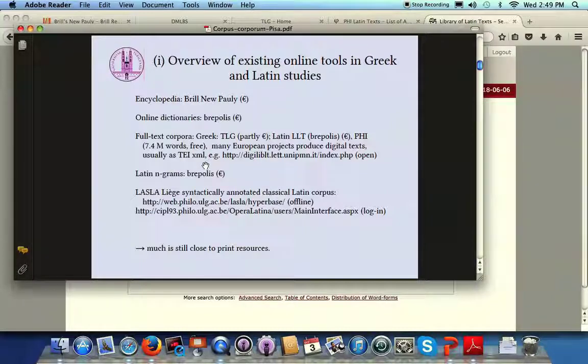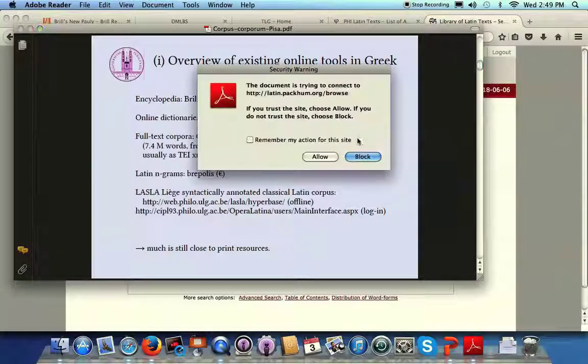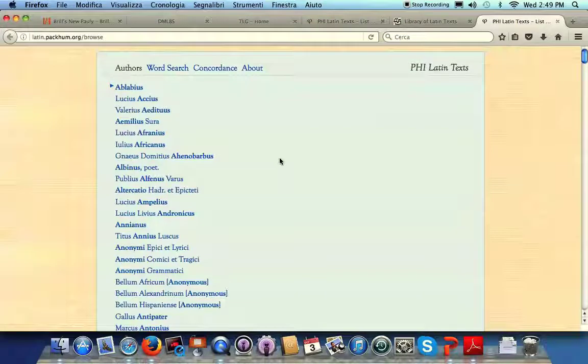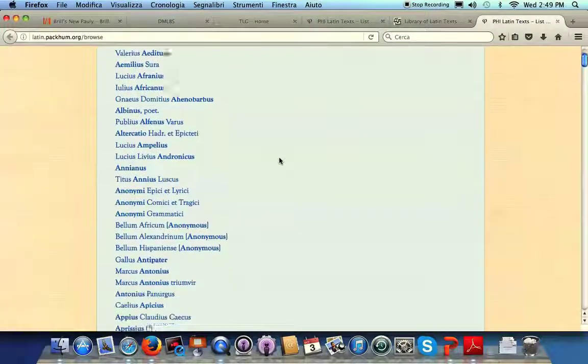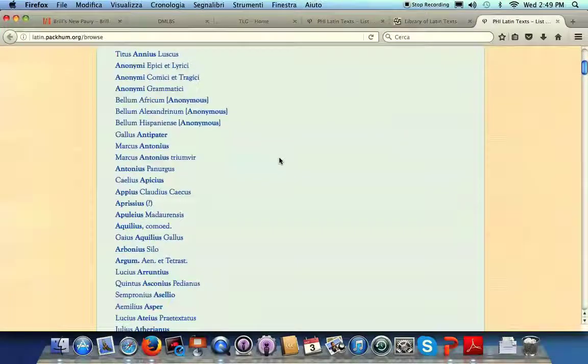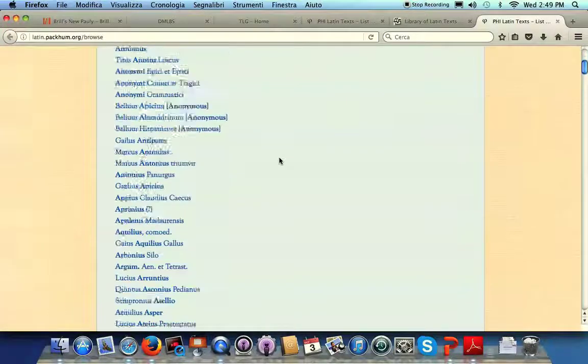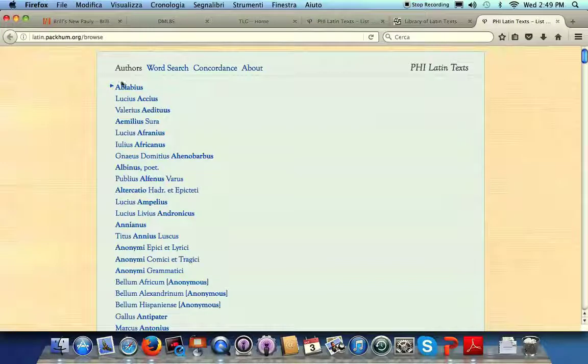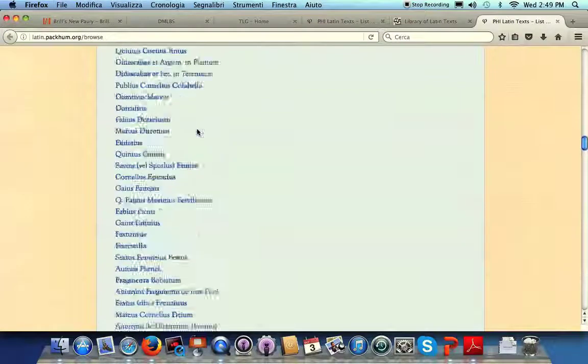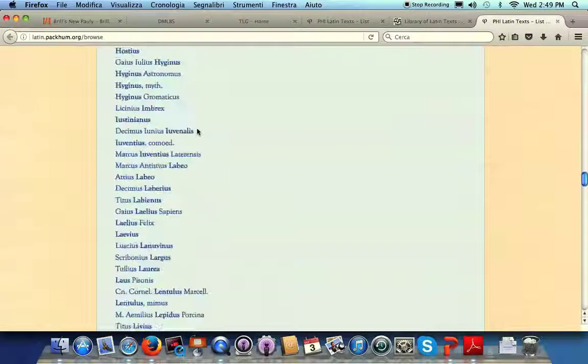Then maybe, because we don't have terribly much time left, we have a look at the PHI, the Packard Humanities Institute Latin Corpus. This is freely accessible. It's a collection of antique Latin text, which is quite complete up to the year 200 after Christ, more or less. Maybe we have a quick look at it, because you will see that it's rather different than the Corpus Corporum.